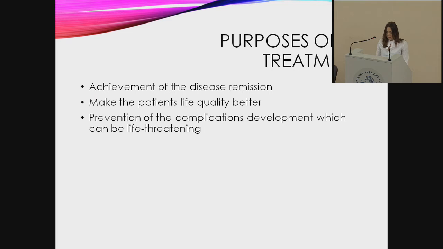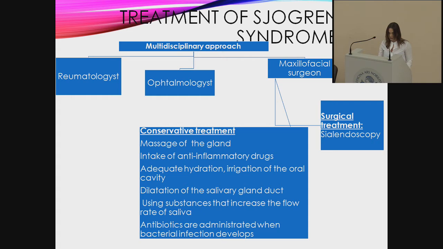As for the purposes of Sjogren's syndrome treatment, the achievement of disease remission makes the patient's quality of life better. It is a very significant purpose, along with prevention of the development of complications, which can be life-threatening. Because Sjogren's syndrome damages not only the maxillofacial area, treatment has to be provided by many specialists, such as rheumatologists and ophthalmologists. As for the maxillofacial surgeon, the treatment can be separated into conservative and surgical, but both are only symptomatic.